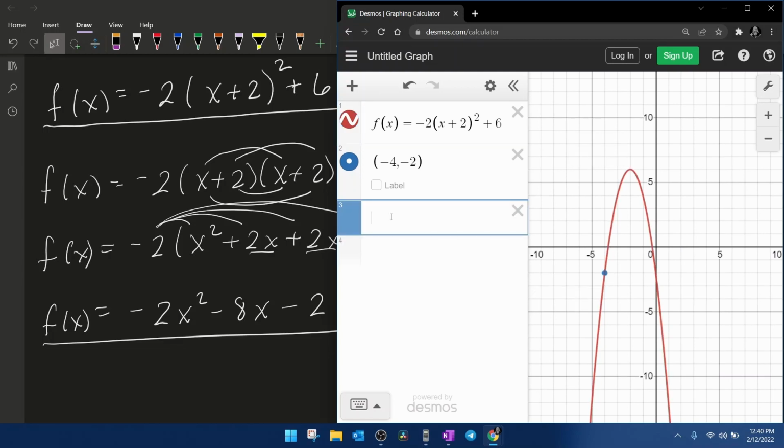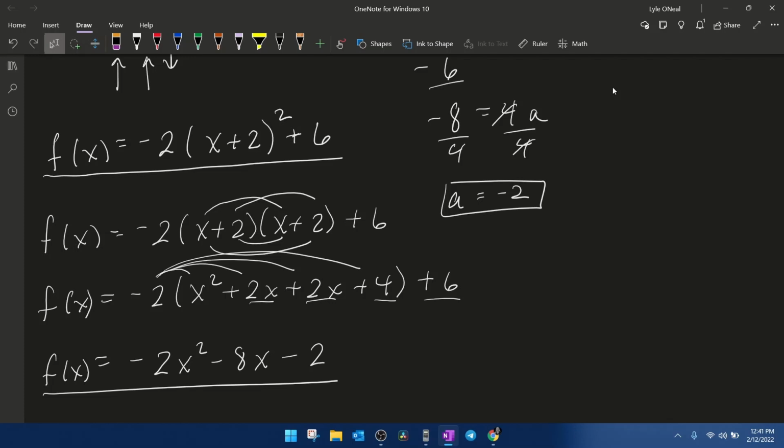And now we can verify our standard form is also correct. F of x equals negative 2x squared minus 8x minus 2. And then here, the cool thing, you can turn that off and on. And if those graphs are identical, then these functions are identical, which means these are both correct forms of the quadratic function. And that's going to do it for this particular lesson.